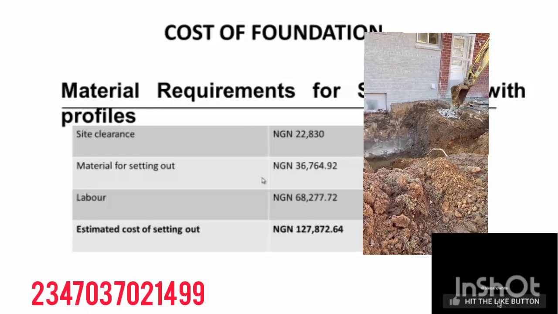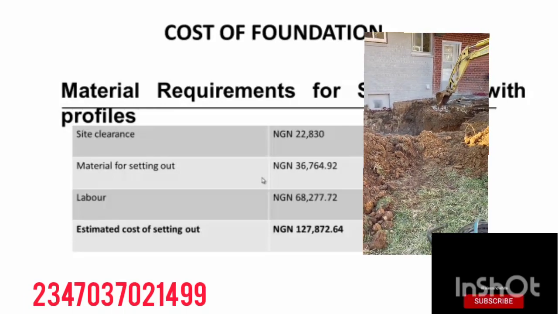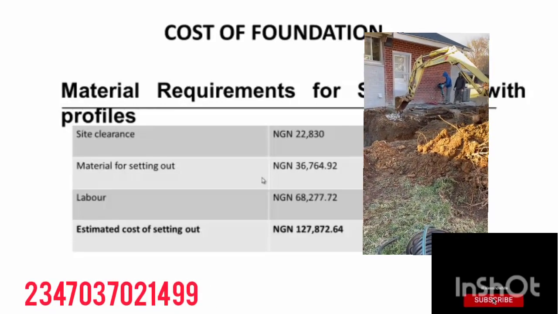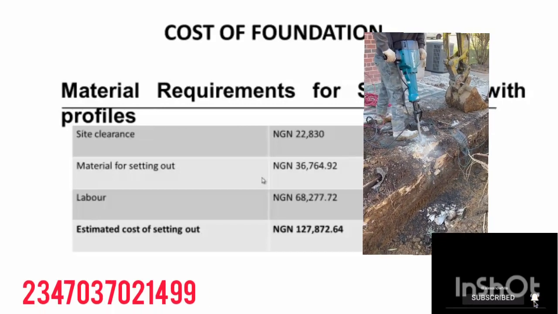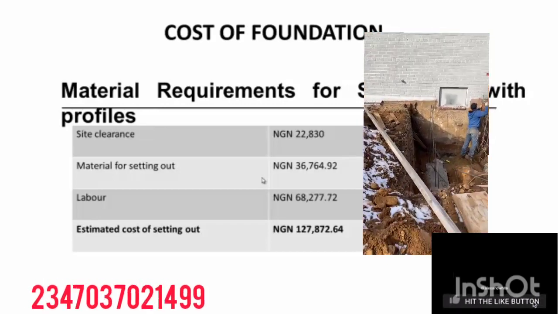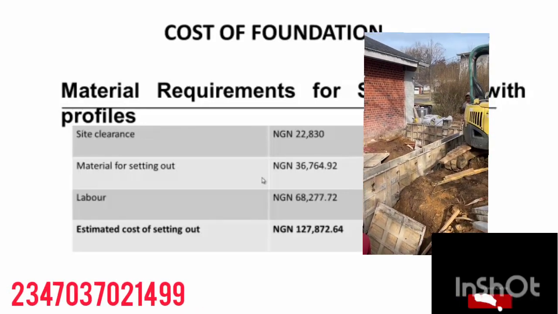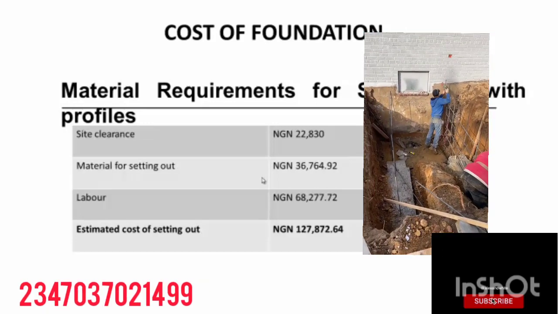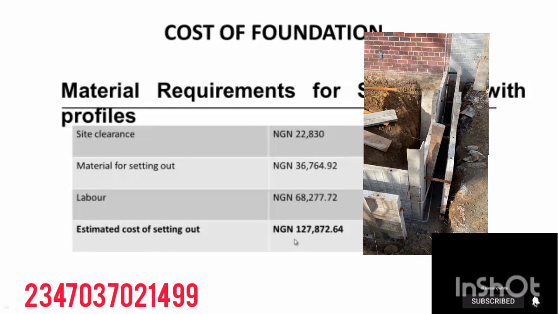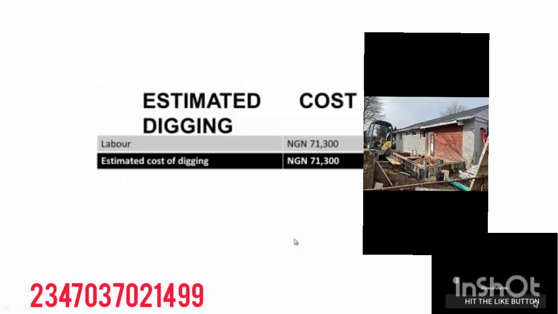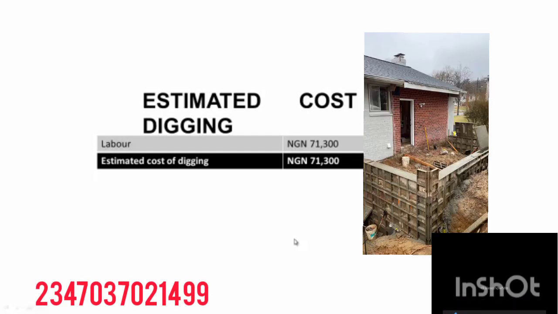Like here, the price of the clearance I had 22,830. Now what I'm adding here is just an estimate. It can be far more than this or below this. Like the material for setting out I added 36,764.22 kobo. Then the labor I have about 68,277, and the total of this is 127,872. Okay, estimate cost of digging, what I had here is 71,300 naira.